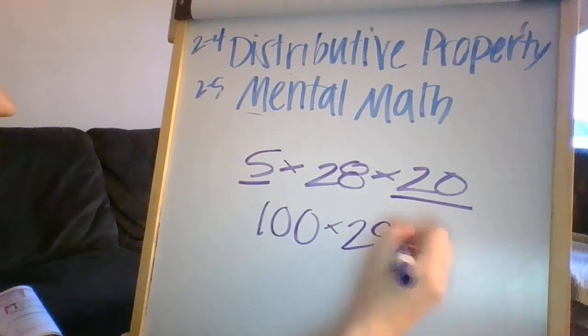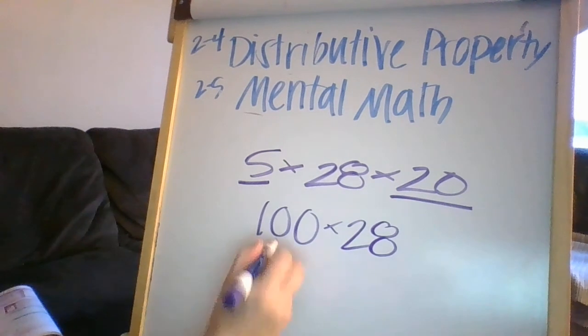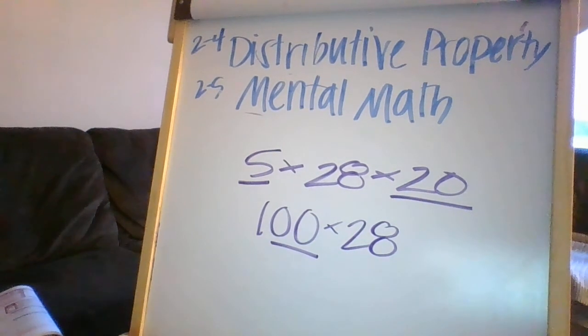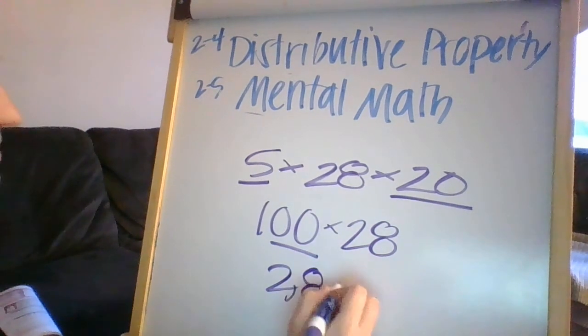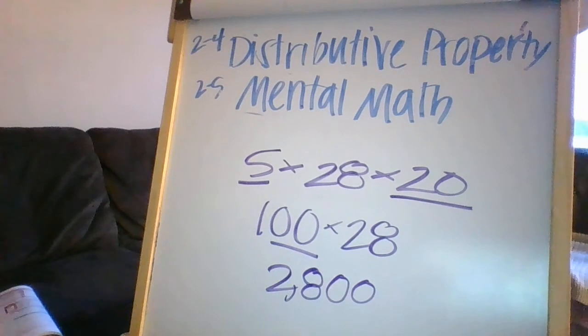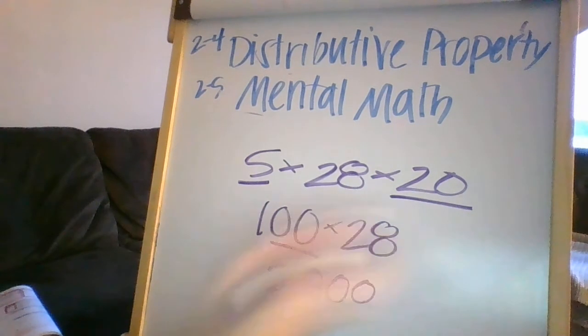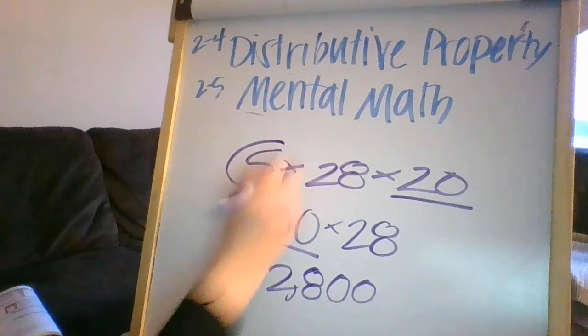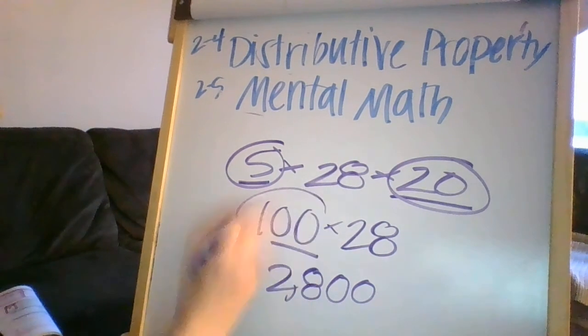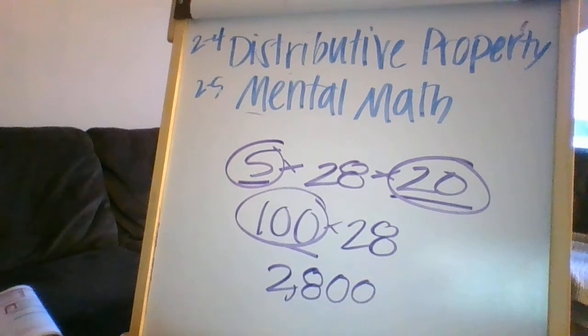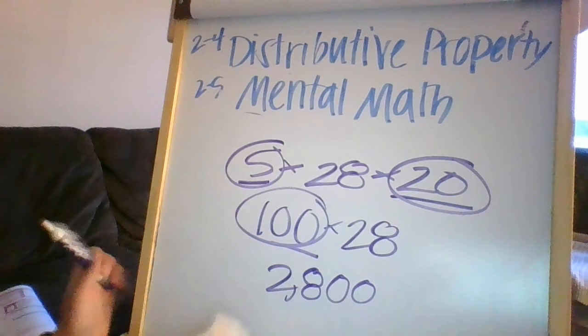Now we have left to multiply by our 28. Anytime that we have those powers of 10, it's simple. We're just adding those zeros at the end. So 100 times 28, 2,800. So we could have gone step by step, but instead we're looking at numbers that we can multiply together first that are going to make this one easier. We know that our 5 times 20 is going to give us that power of 10, and then we can simply multiply it by our 28.